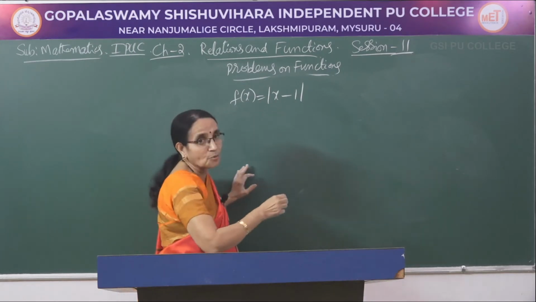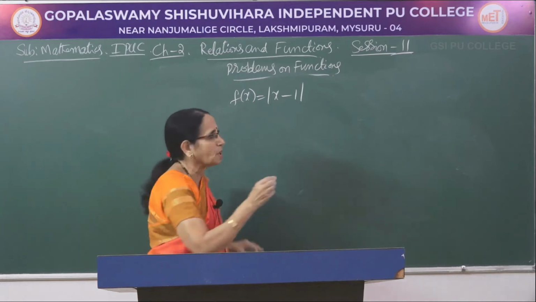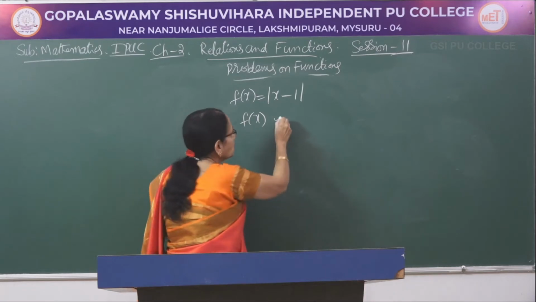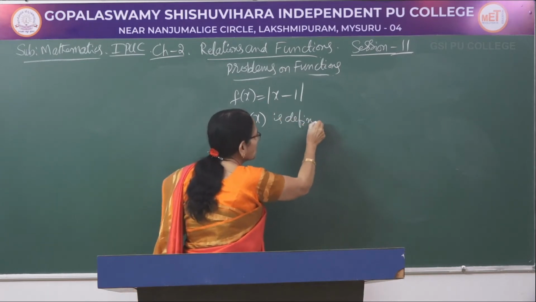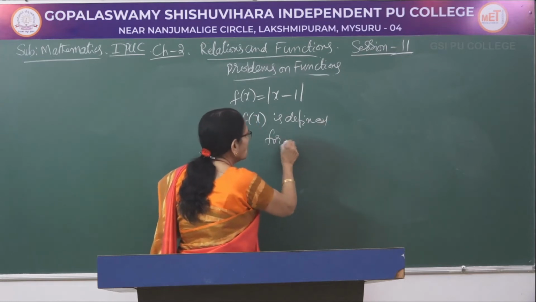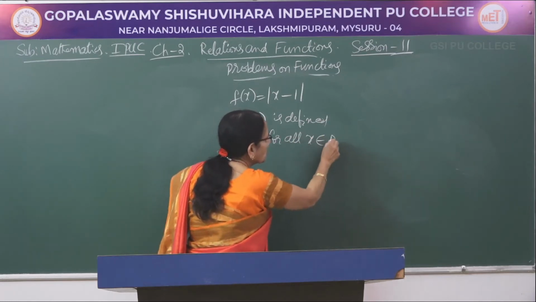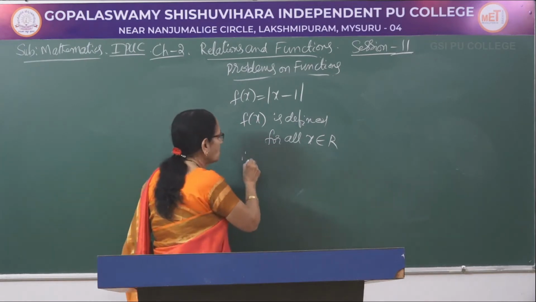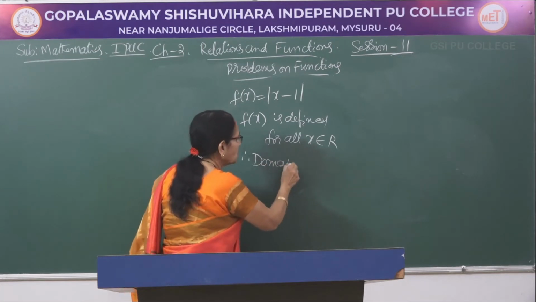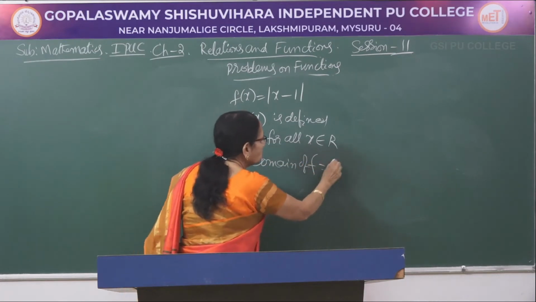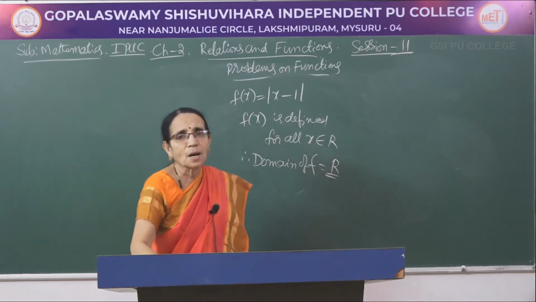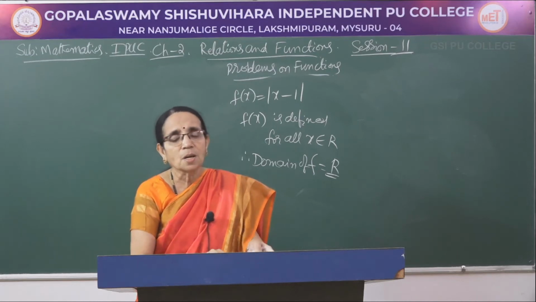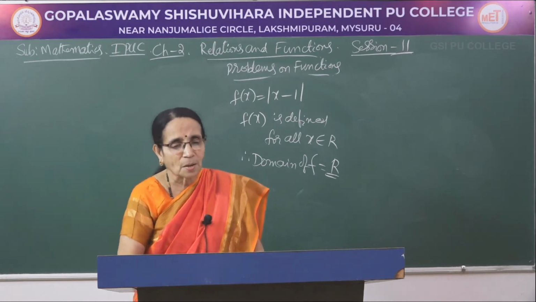Therefore, the function is defined for all the real values of x, isn't it? You can see that, or you write the sentence: we observe that f(x) is defined for all x belonging to R. Better to use the notation, or for all the real values of x. Therefore, the domain of f is again the set of the real numbers. So, the domain of f(x) we can write as R, the set of the real numbers.